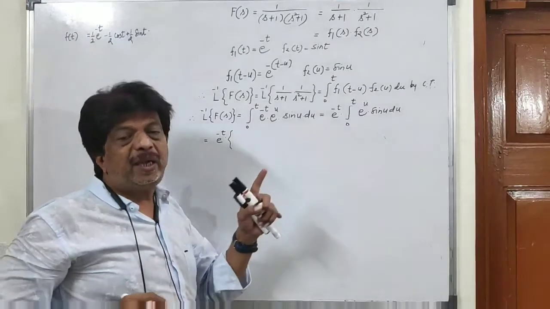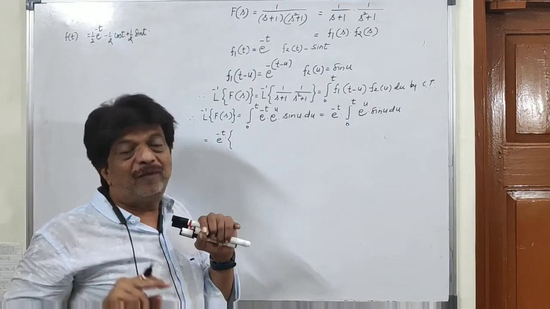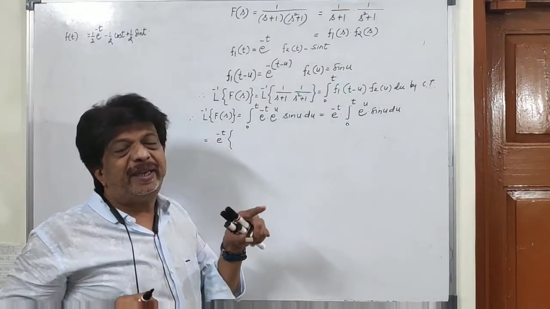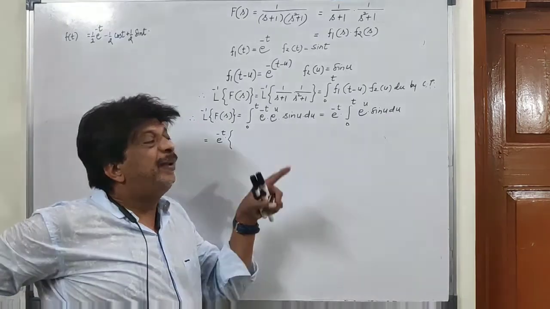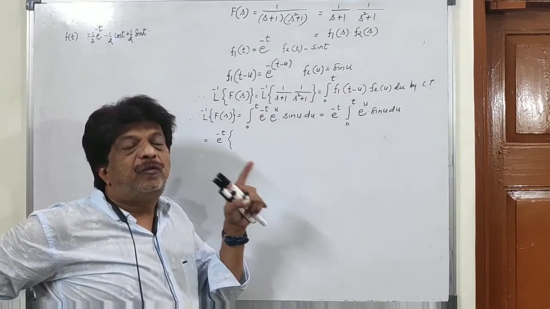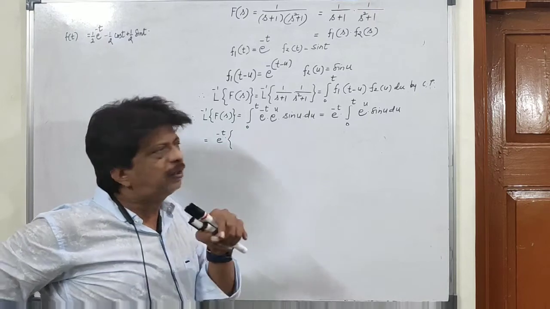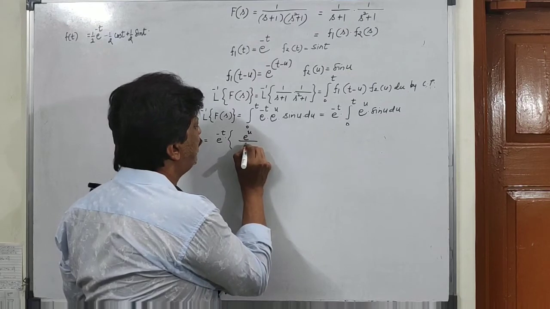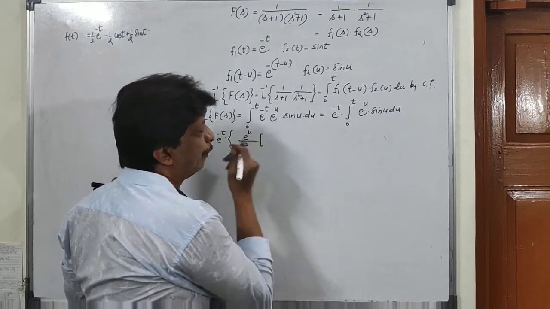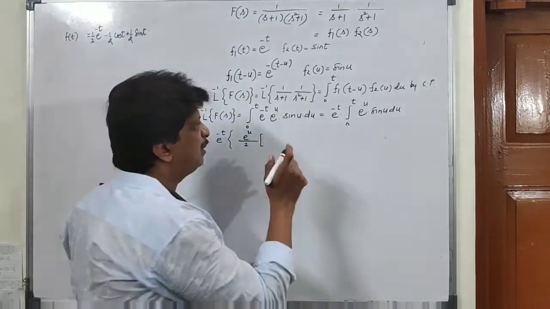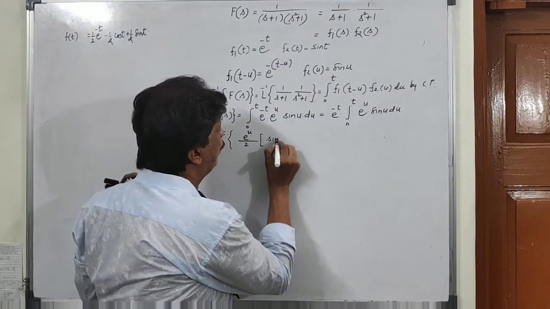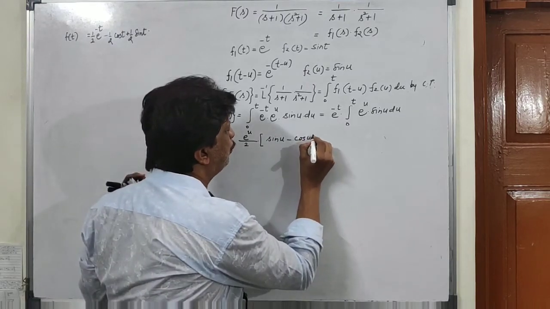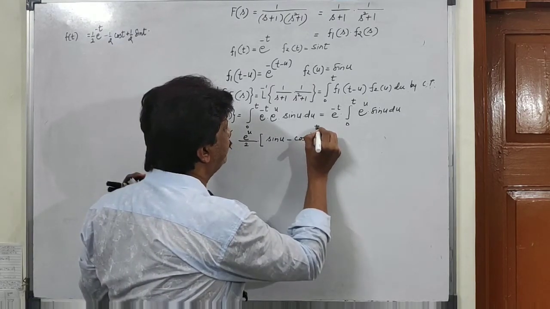integral of e raised to power ax into sine bx dx. I am using that formula: e raised to power ax into sine bx dx. Both a and b are 1. The formula is e raised to power ax upon a square plus b square. So e raised to power u upon 1 square plus 1 square, that is 2, into (a sine bx, meaning 1 sine u, minus b cos bx, meaning minus cos of u). The limits are 0 to t.